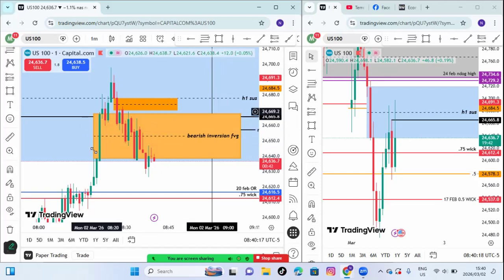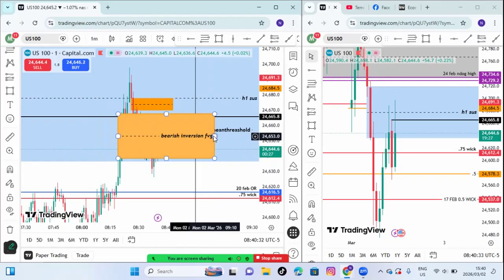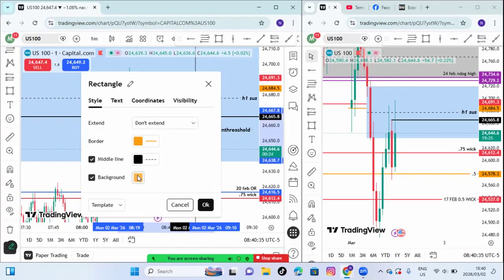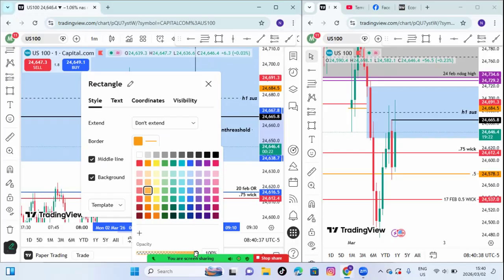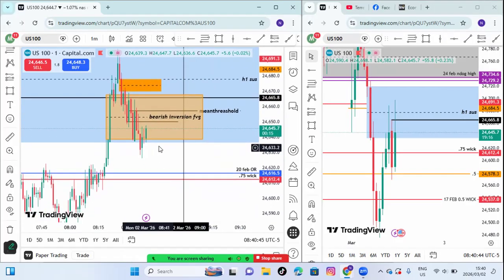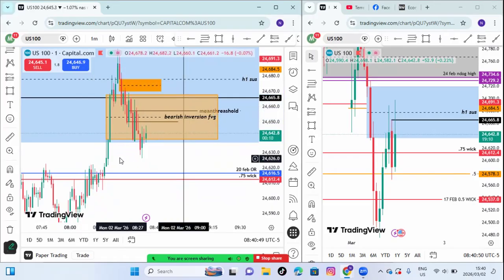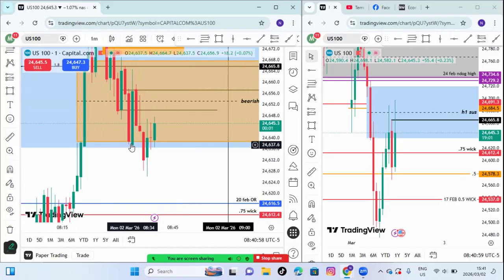So we'd like to see this being respected now, right? As an inversion fair value gap. So basically, now that we are inside of it a bit, we'd like to see it fail here. Fail to close above here. We'd like to see that. This is the inversion here, guys. And this order block has also been validated by price passing its open price there.